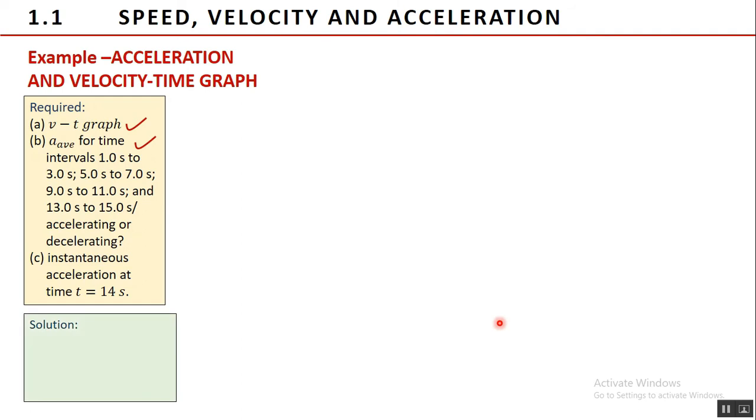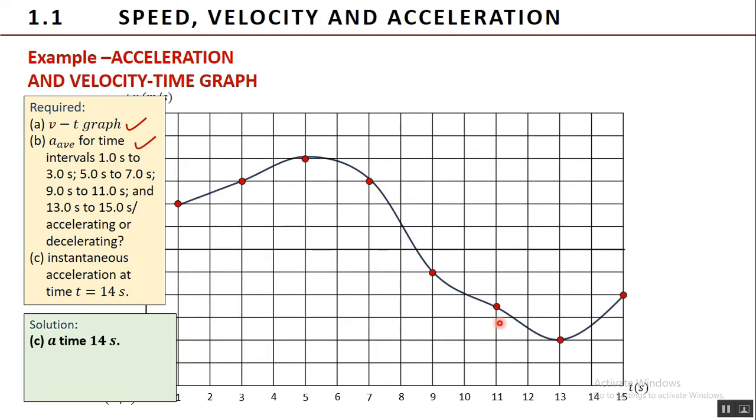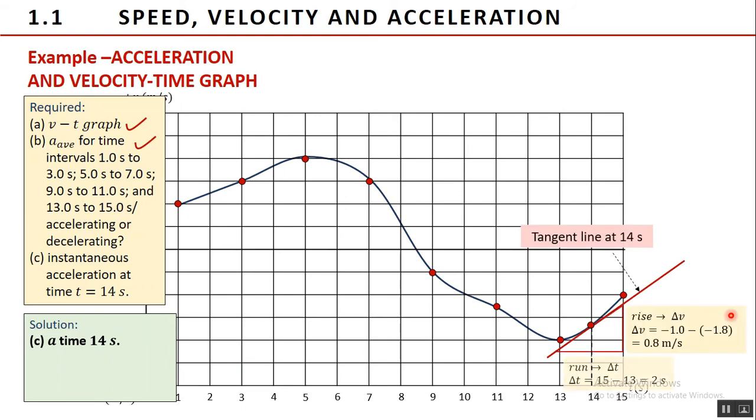Lastly, for instantaneous acceleration at time 14 second, from the velocity time graph we have constructed a while ago, we draw a line tangent to the curve at 14 second. Then we determine the slope of this line. Careful observation shows that the rise is around negative 1 minus negative 1.8 meter per second and the run is 15 second minus 13 second. Finally, we get the acceleration as rise over run. So the acceleration of the astronaut at time 14 second is 0.4 meter per second squared.